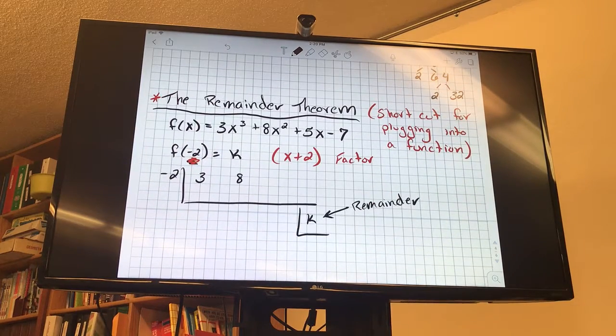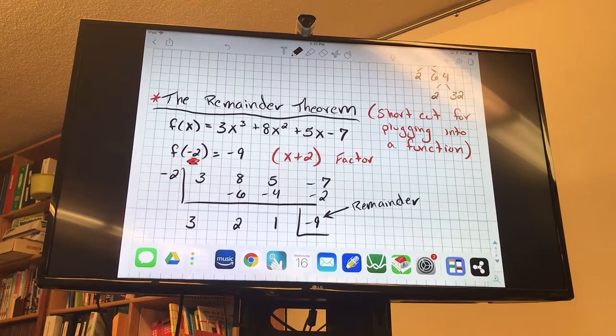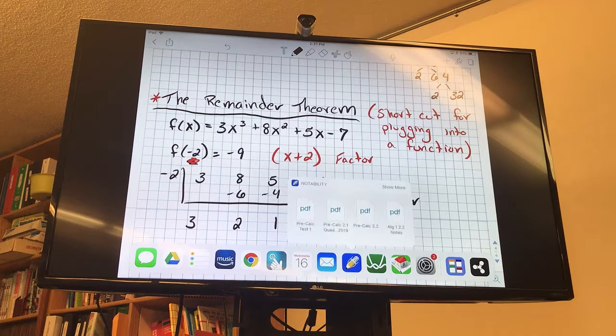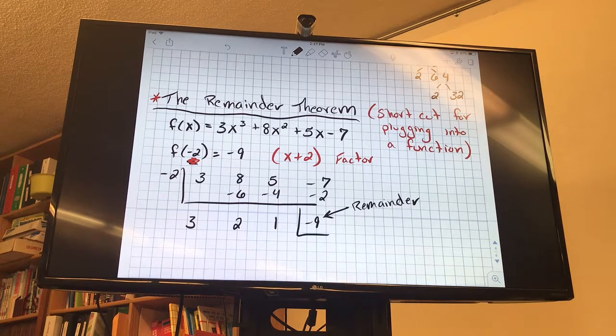We'd have 8, 5, -7, right? Let's do the work on this. So we take a 3, that gives me -6, 2, -4, 1, -2, -9. So I end up getting f of -2 is -9. That's cool. And if I actually plug the -2 in there, you get -9.